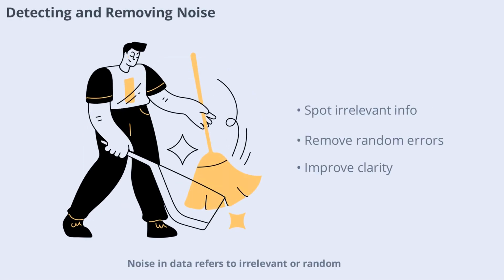Noise in data refers to irrelevant or random information that can obscure patterns and reduce analysis accuracy. Detecting noise involves identifying out-of-place values, errors, or artifacts that don't belong. Removing noise improves the clarity and reliability of your dataset, making it easier to uncover meaningful insights. Always review your data carefully to spot and eliminate noise.